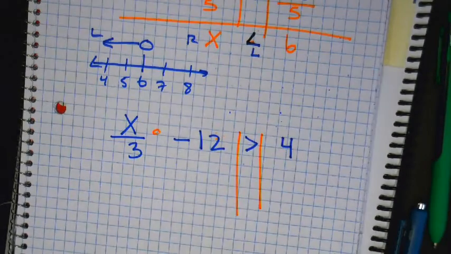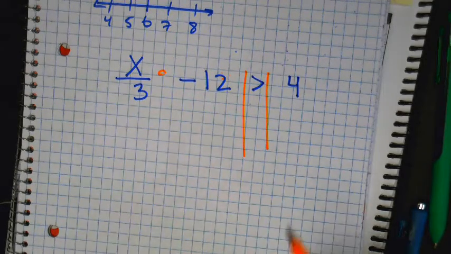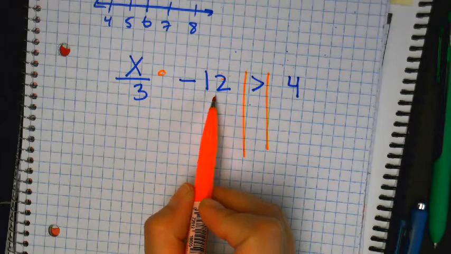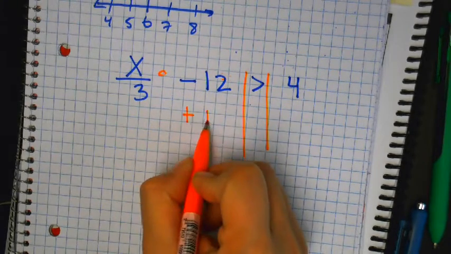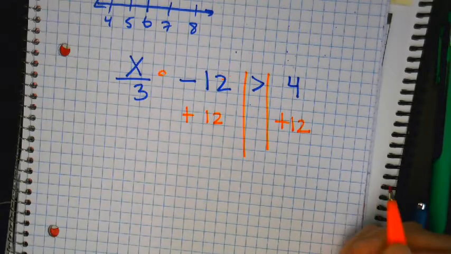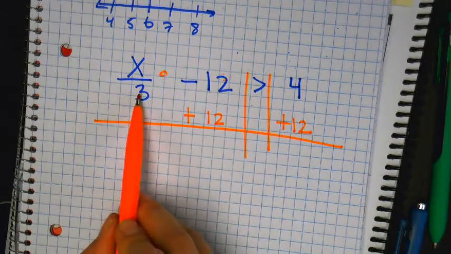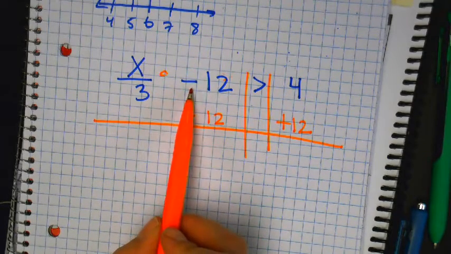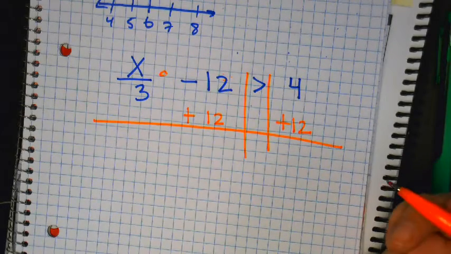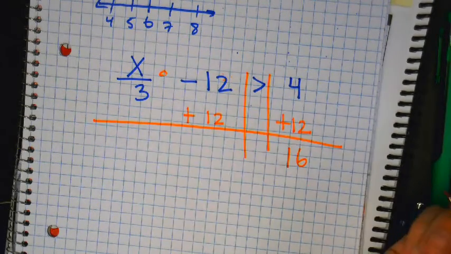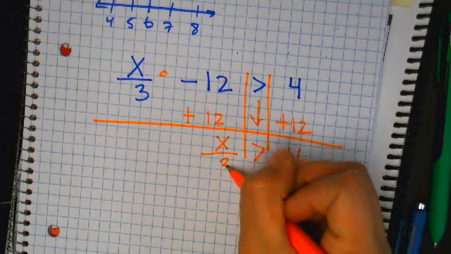It says minus 12. So what are you going to do? The 12 is a little bit further than the 3, so we move the 12 first. Since it says minus, you're going to add. Good. What's 4 plus 12? 16 on this side. Bring down the inequality. Then we're left with x over 3.